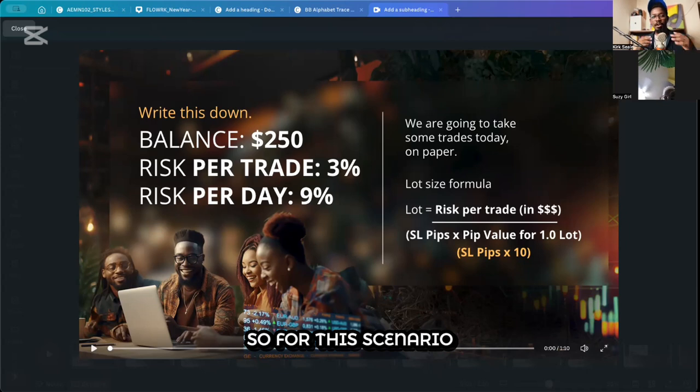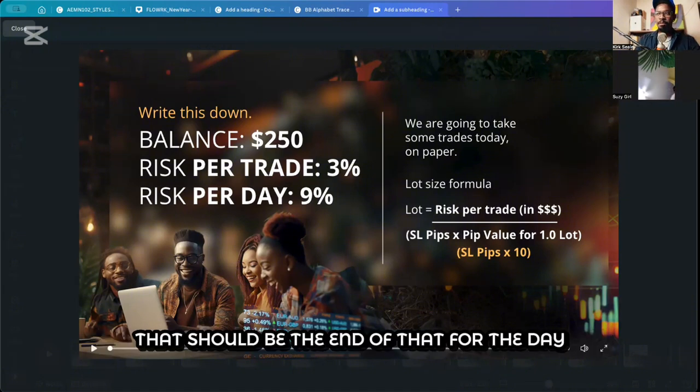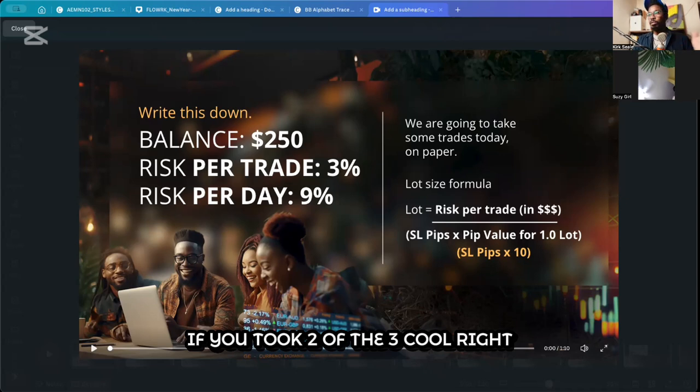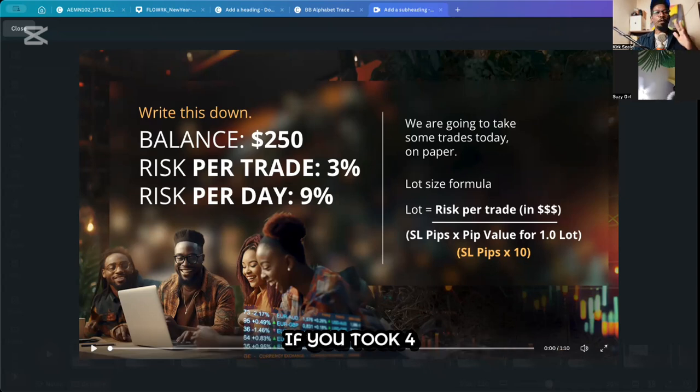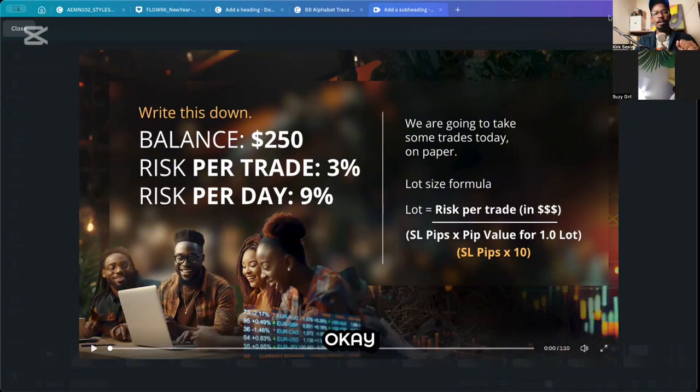So for this scenario, we're going to imagine that this happened over the space of a week, all right? So when we get to 3 trades, that should be the end of that for the day. If you took all 3, cool. If you took 2 of the 3, cool. Right? If you took 4, then you're well in and your risk management is not right. Okay?